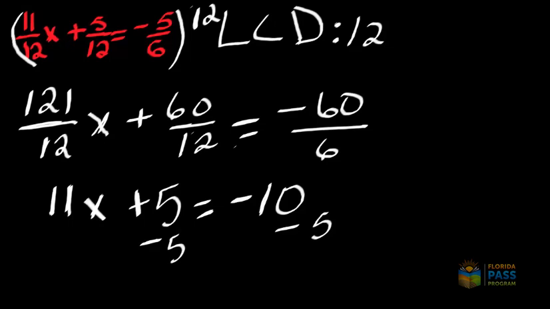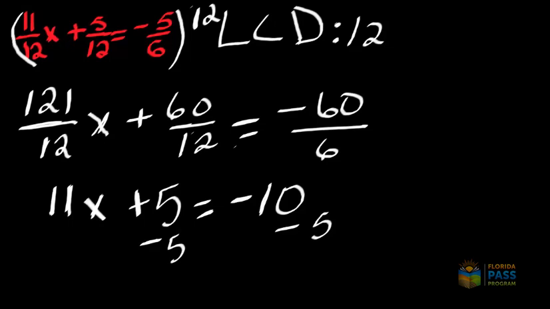Now you just divide these, top divided by bottom. So 121 divided by 12 is 11x. 60 divided by 12 is 5, excuse me, there is no x. And negative 60 divided by 6 is negative 10. So we've already divided.